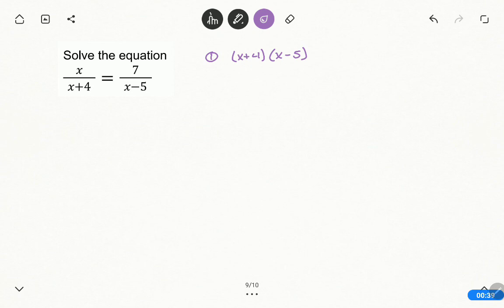The second step that we are going to do in the particular method that I'm going through here is to multiply both sides of the equation by the x plus 4, x minus 5. So multiplying both sides by the x plus 4, x minus 5.